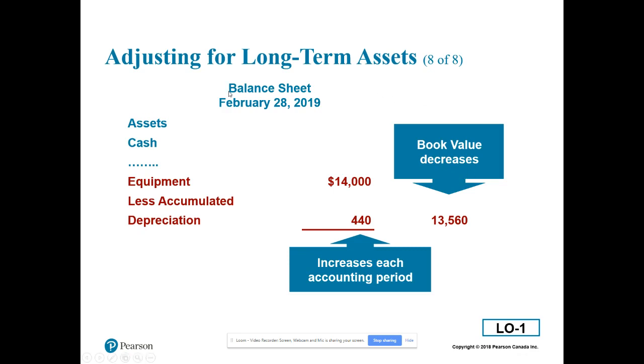So the next month, there would be a further $220. So that means that this accumulated account has now grown to $1,440. That decreases the book value. So again, we wouldn't record this entry as anything other than the equipment stays at $14,000. It's this accumulated account that grows with the depreciation over time.